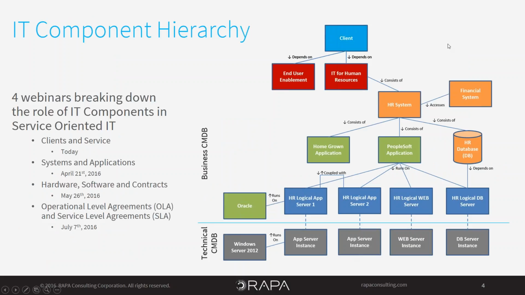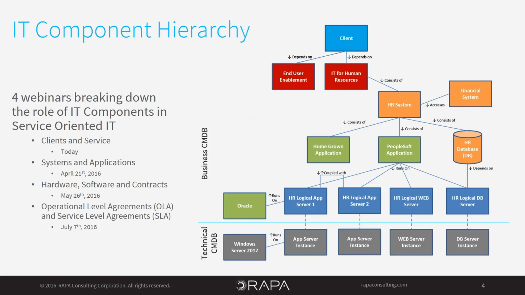As you'll see on the right-hand side, actually Richard created this graphic for us. We're going to work over the next 4 months to give you valuable information about the different layers of the hierarchy within IT components. So between now and July, we do have a total of 11 webinars, but we have 4 specifically related to this topic.